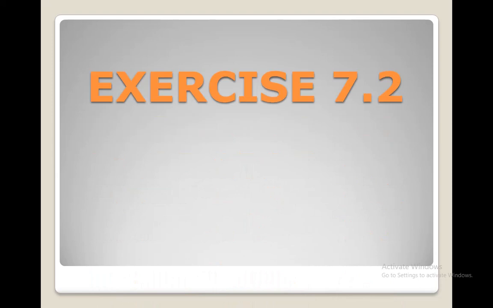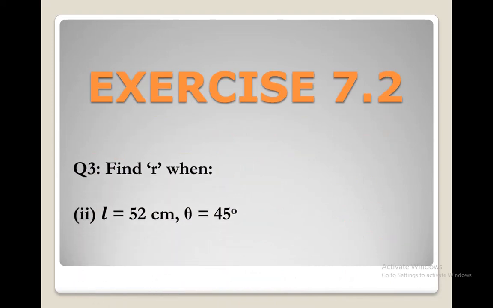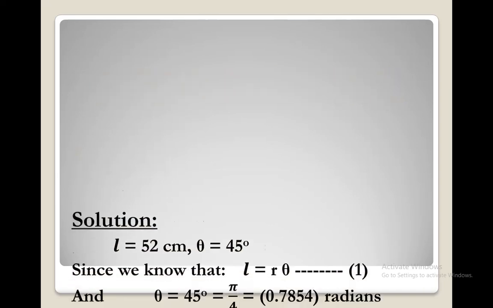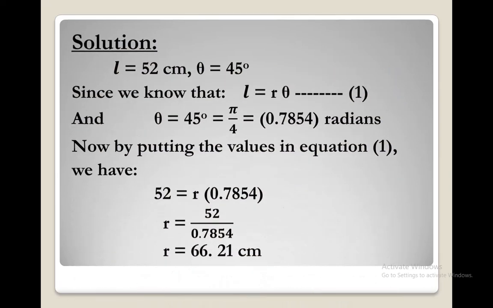Going ahead in the exercise, next question is number 3. Statement is find small r when, part number 2, L is equal to 52 centimeter, theta is equal to 45 degree. Viewers, again theta is given in degree. We will first of all convert it into radians by multiplying it with pi by 180. You already practiced this, so we have L is equal to 52 centimeter, theta becomes 45 multiplied by pi by 180, that remains pi by 4.